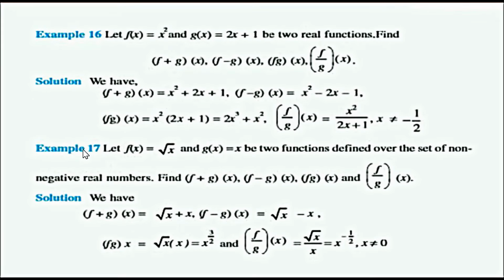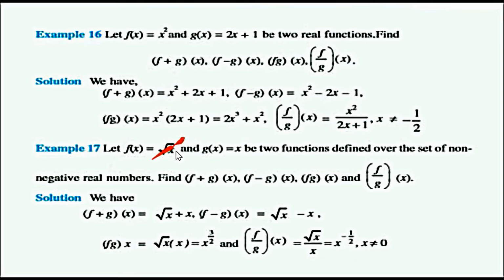Let us take one example on this operation. f(x) is x squared, g(x) is 2x + 1. You want to find f(x) + g(x). So just x squared + 2x + 1. You want to find (f - g)(x). So x squared - 2x - 1. You want to find f into g. So x squared times (2x + 1). This is 2x cubed + x squared. Then (f/g)(x), f(x) by g(x), that is x squared by (2x + 1). So x should not be equal to minus half, otherwise the denominator will become 0.